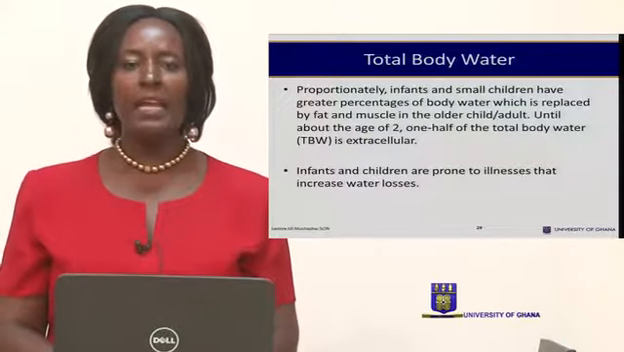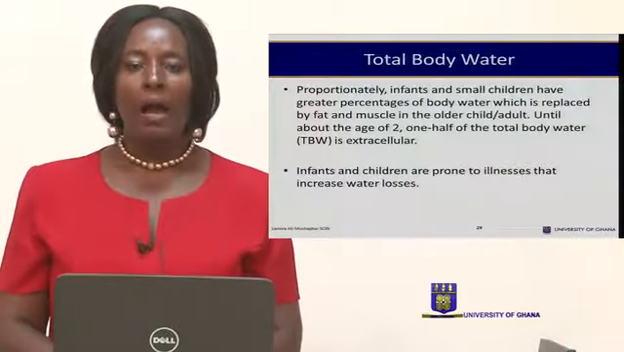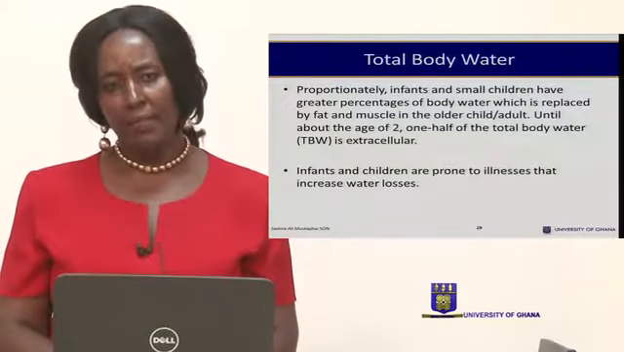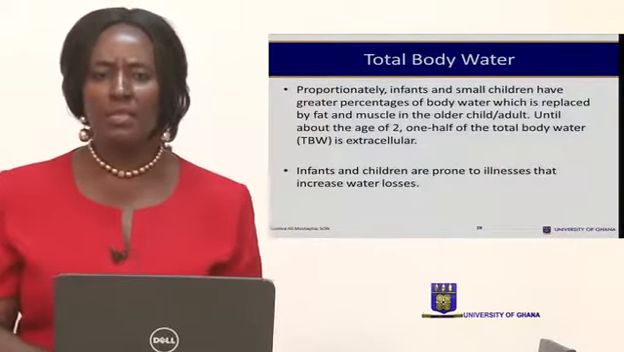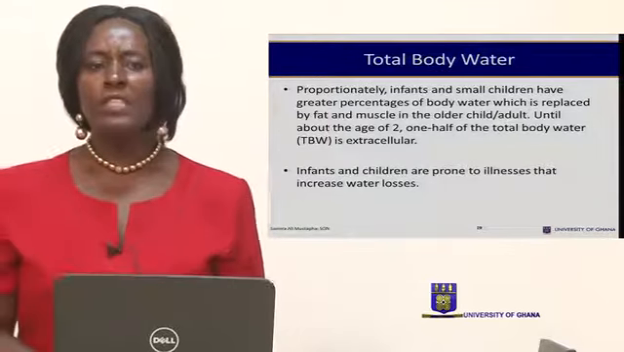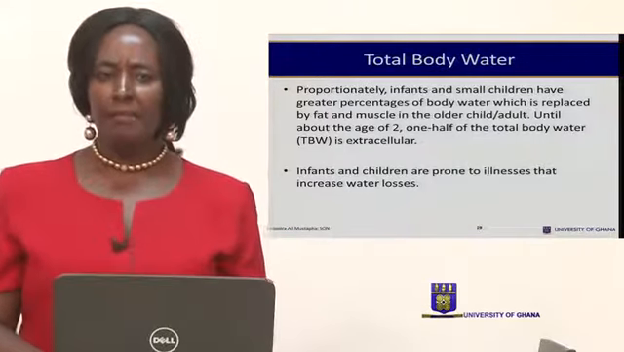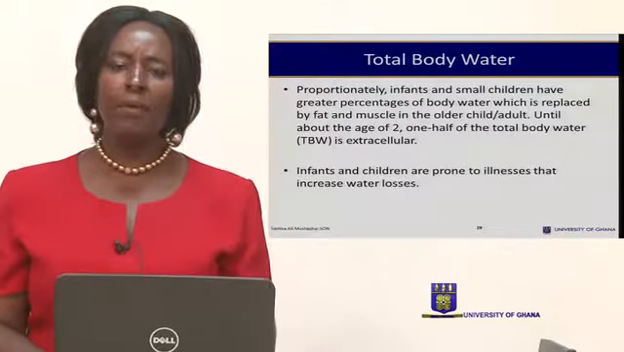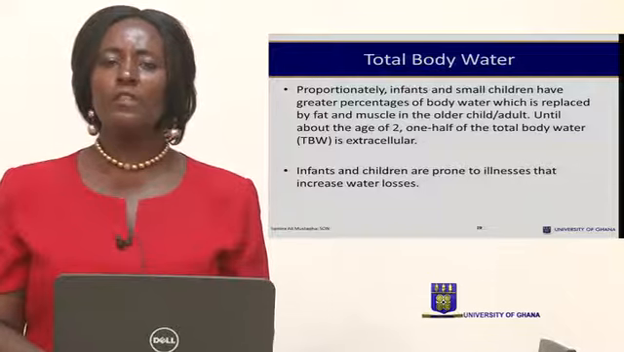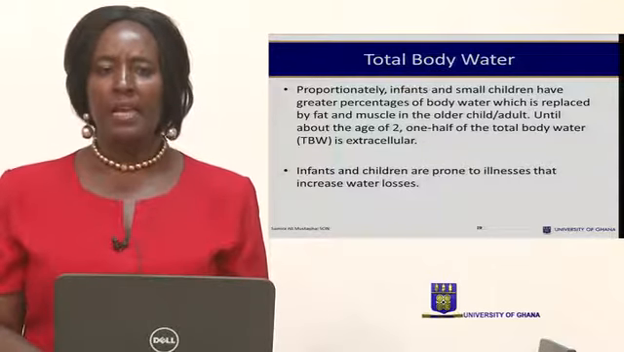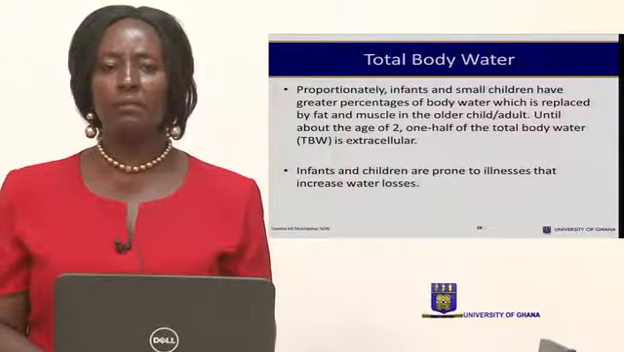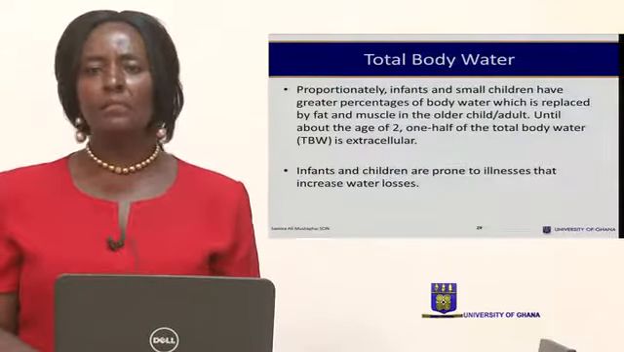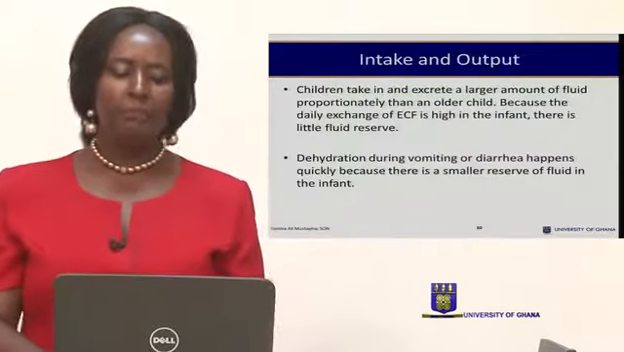Until about the age of 2, half of the total body water is extracellular. So anything that causes depletion of this fluid can be fatal. So infections, diarrhea, and the like, and any other febrile condition can, if left untreated, be fatal. Infants and children are prone to illness that increase water loss. So it's very, very important that we note this in our care.